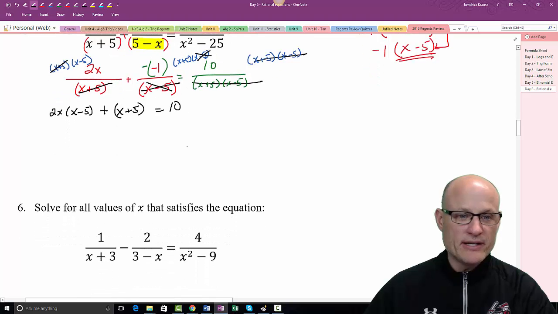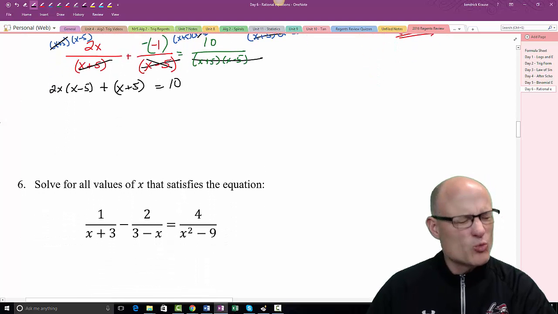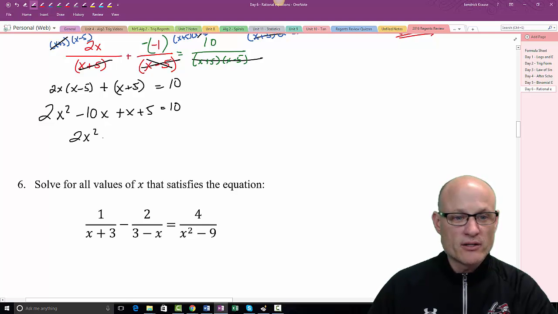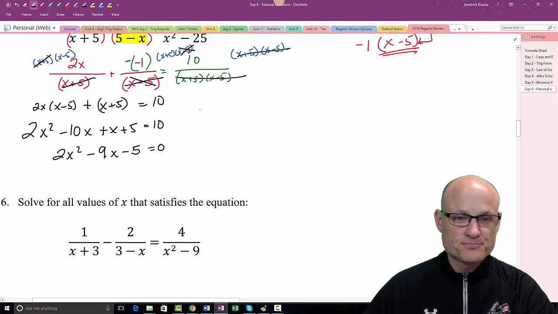Oh man, this is becoming an easy problem now that I've done all the hard work. This is a really hard problem if you don't do that. Now it's not bad at all. So we're going to go 2x squared minus 10x plus x plus 5 equals 10. Everything goes to the left side, so I get 2x squared minus 10x minus 9x when I put those together, 9x, and then minus 5 equals 0. The factoring is very simple.